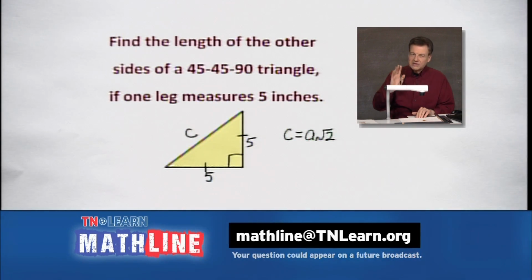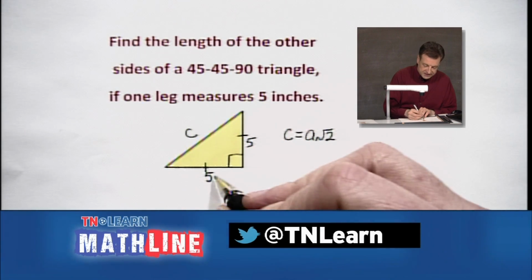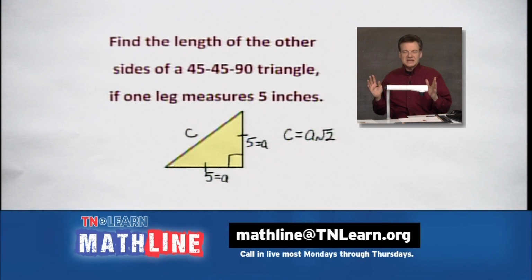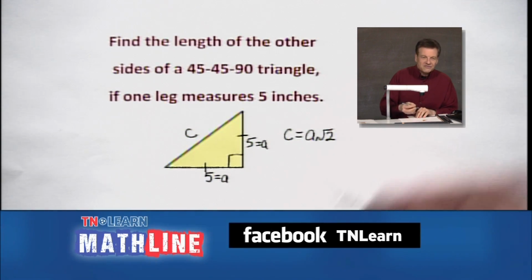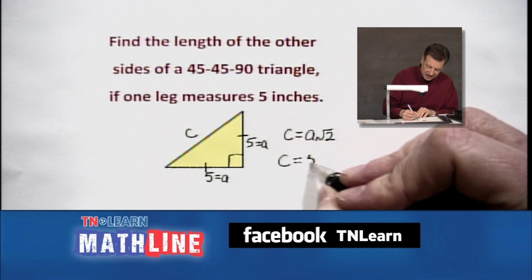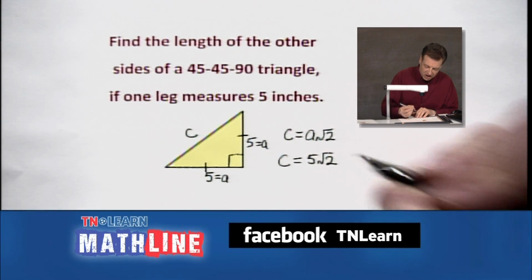You've got to trust me on this, all right? By the way, you say, well, Ernie, what's A? A is the 5. A is the 5. They're both A's because it's isosceles, two congruent sides in the triangle, and it's a right triangle. All of these have to work together. Put a 5 in for A. Pretty straightforward. We've got 5 times the square root of 2.